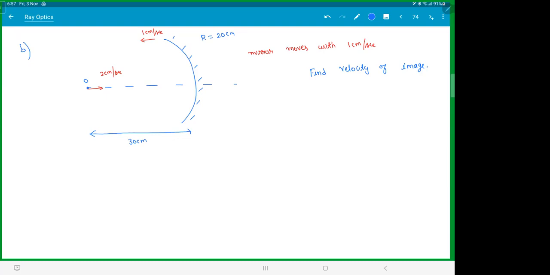Half centimeter per second. I don't think so. I don't think so. I don't know. I'll have to check. I don't remember the answer.